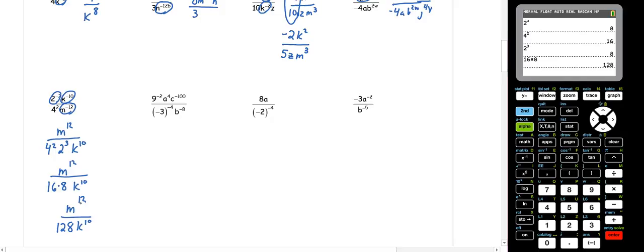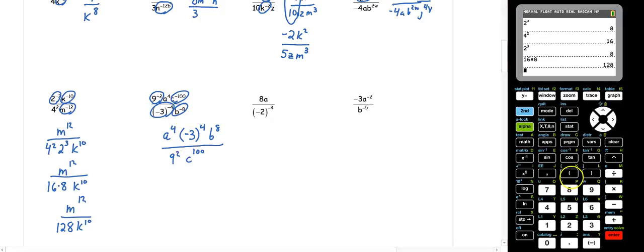Our next problem, we have 9 to the negative 2, a to the 4th, c to the negative 100th, over, parentheses, negative 3 to the negative 4th, and b to the negative 8th. So we're going to move everything that has a negative exponent: 9, c, negative 3 in parentheses, and b to the negative 8th. So a gets to stay put as a to the 4th, and then we're going to have negative 3 to the 4th and b to the 8th join the numerator. And in the denominator, we're going to have 9 squared and c to the 100th.